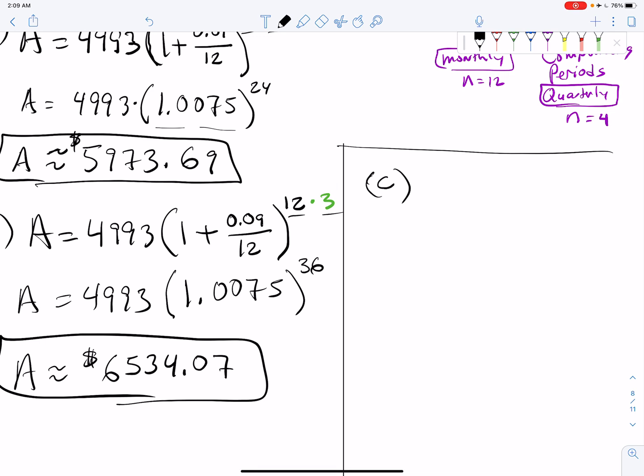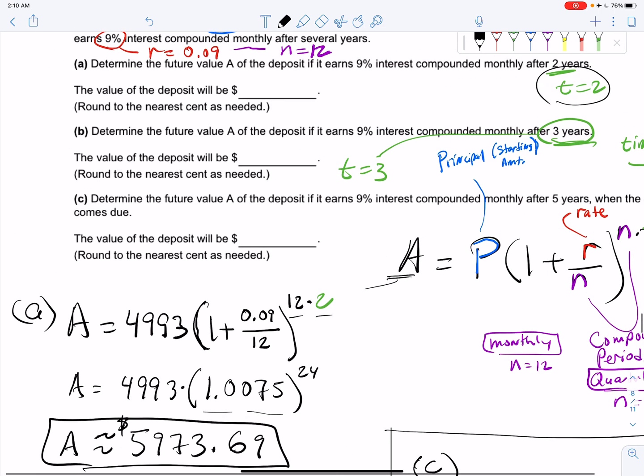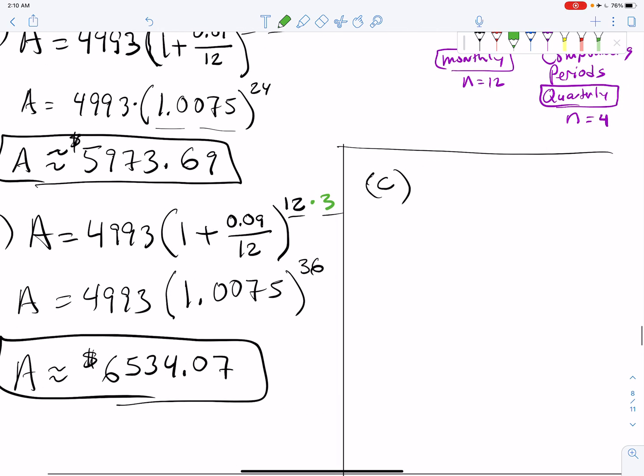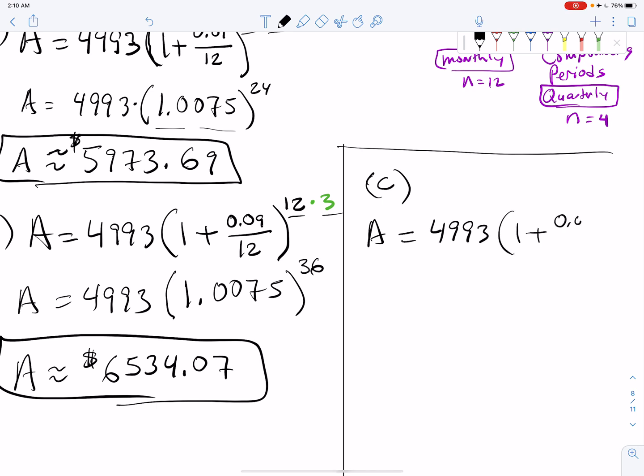All right, letter C. What happens with the letter C? The question for letter C says everything's the same except for 5 years. So in letter C, our T becomes 5. Okay, so that's the only difference. We've got the same starting amount, $4,993 times 1 plus interest rate of 9% divided by 12 monthly compounding periods, raised to the 12 times, and then this C is for 5 years.